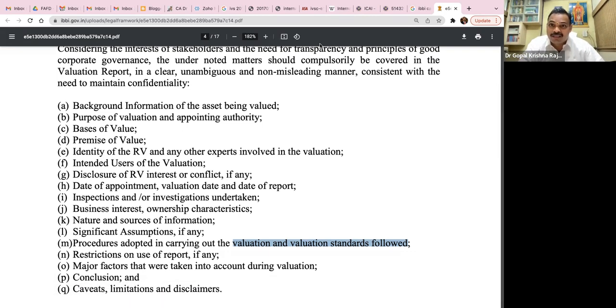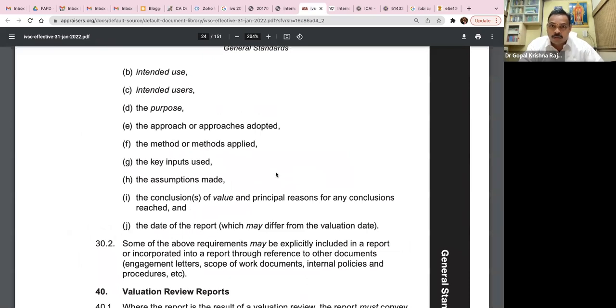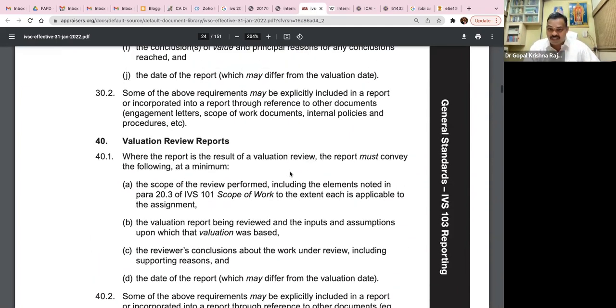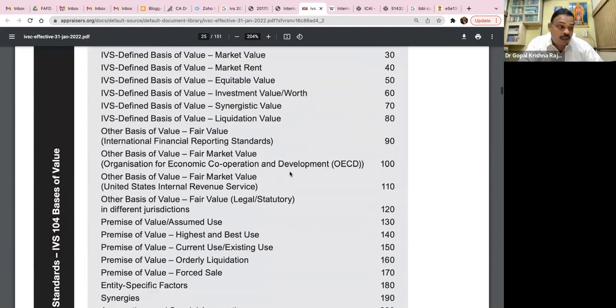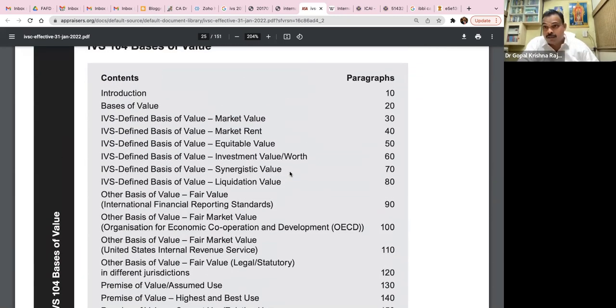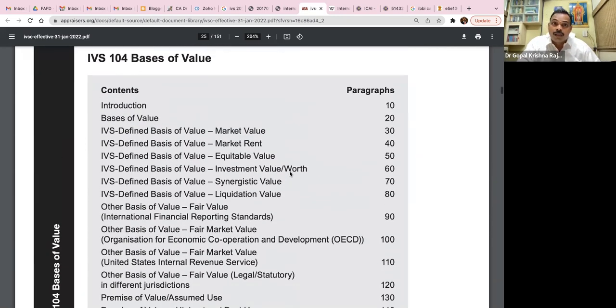So look at this. I was in this part. So J, 10 paragraphs. All the other things are there. Nothing changed. Para 30.2, 40 point, nothing changed. Okay, good. Now come to IVS 104. In IVS 104, is there any change? Maybe with this, I will close my session.